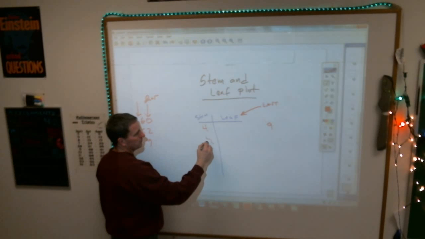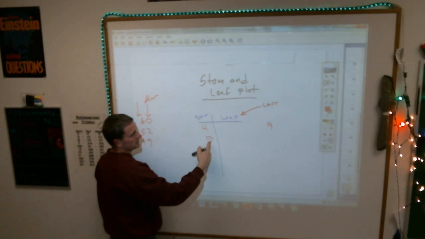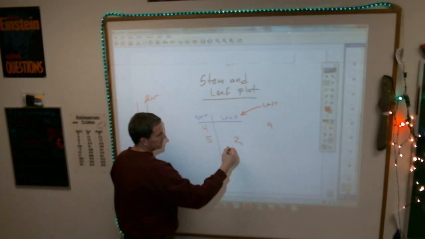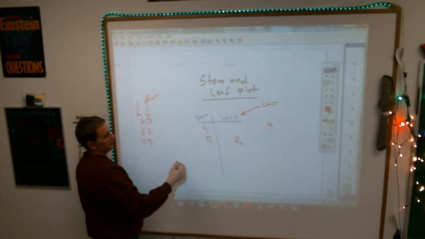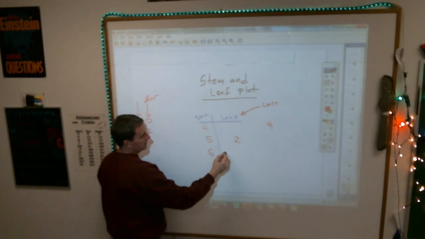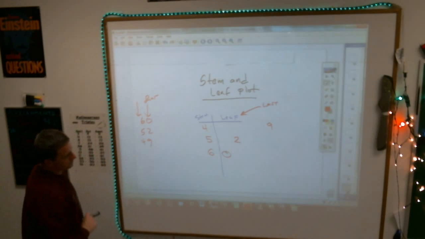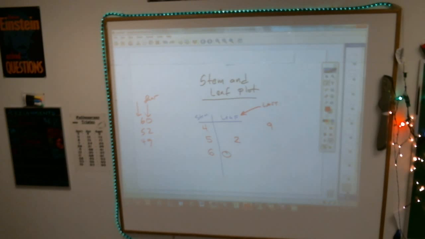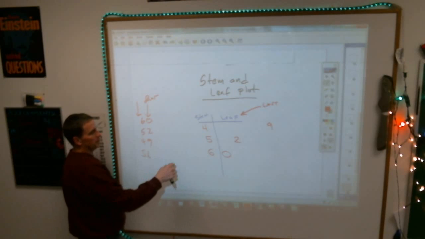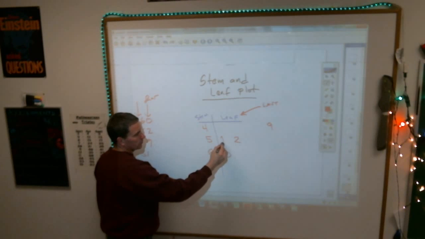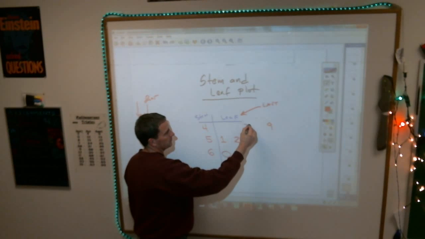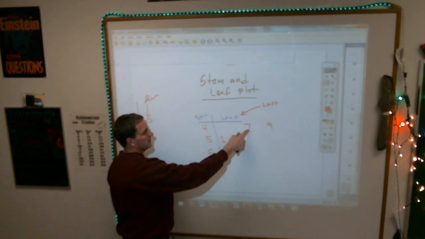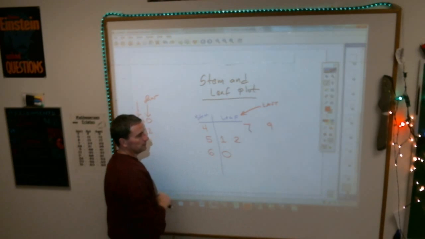52, the 2 is the leaf, so whatever's in front of it is the stem. 52 would look like this because I have to leave room in case I have some zeros and some ones over there. And 60 would be 6, 0 like this. How would I write the next two, which are 51 and 47? Well, 50 is already there, so the 1 would go right there. 47, I've already got my 4 here, so my 7 would come like that. So it's 47, 49, 51, 52, and 60.